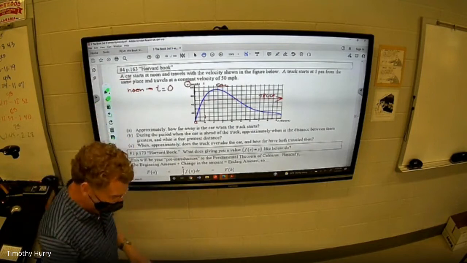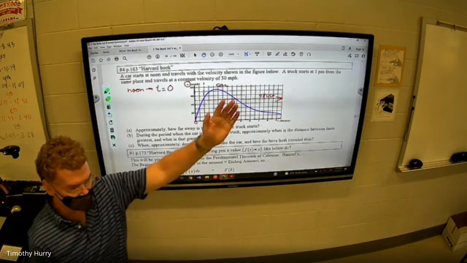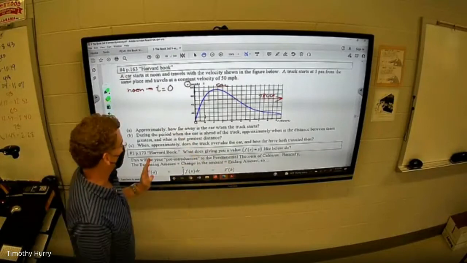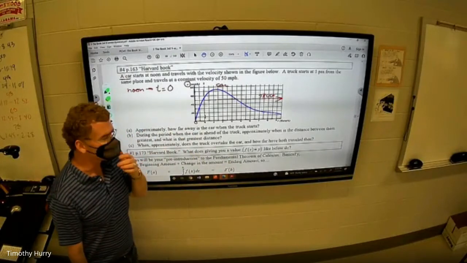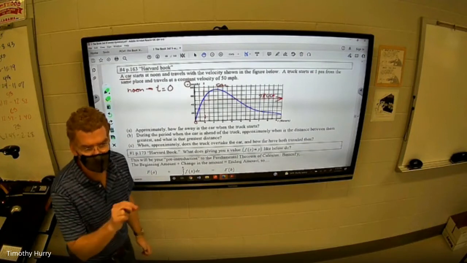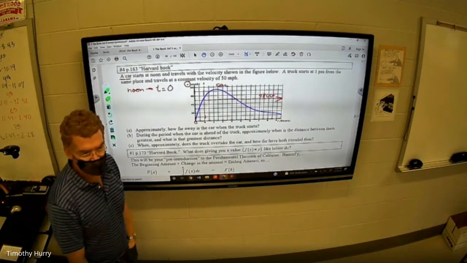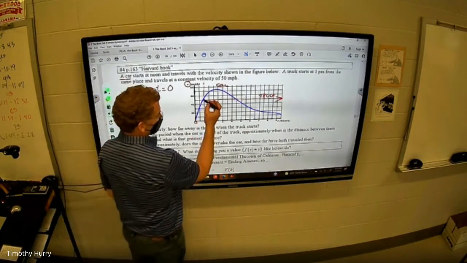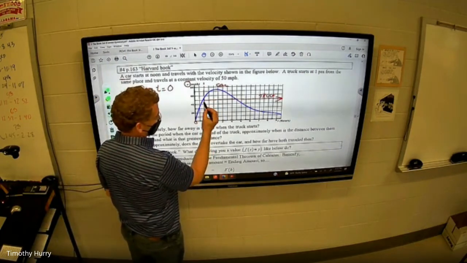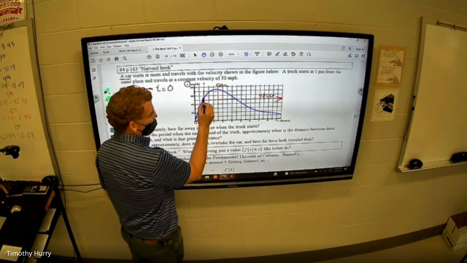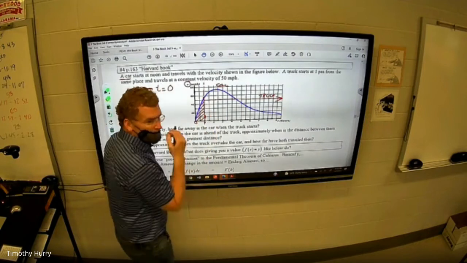Approximately how far away is the car when the truck starts? So they're located at the same place. The car takes off at noon. So it's traveled for an hour. So how far away is the car when the truck starts? You don't have to actually figure the number out, but what would you be doing to find that? Whatever that area is, isn't that area how far the car has gone from 0 to 1?